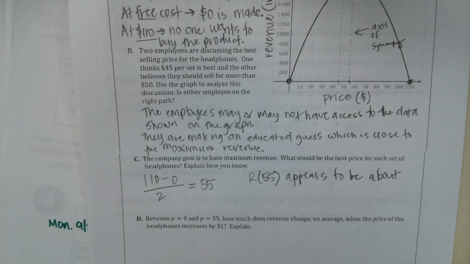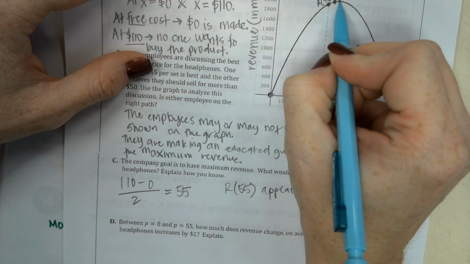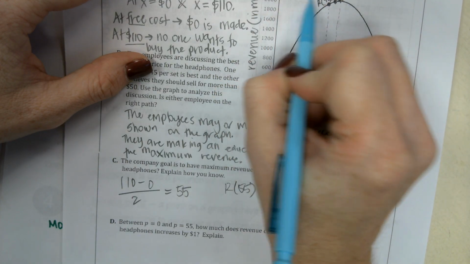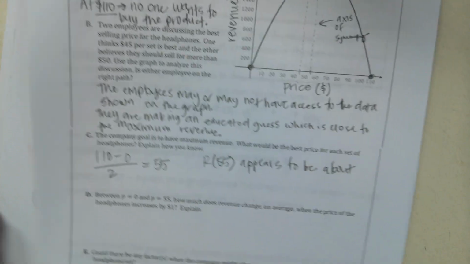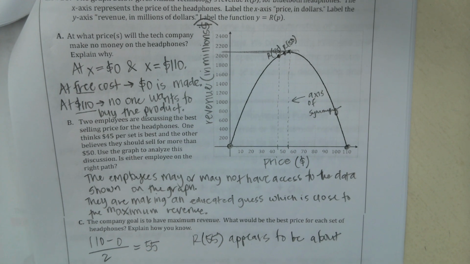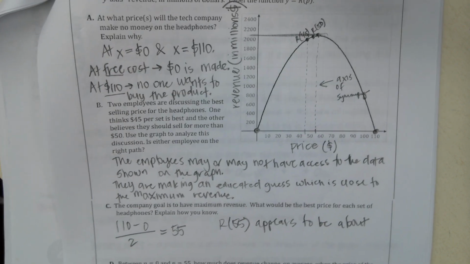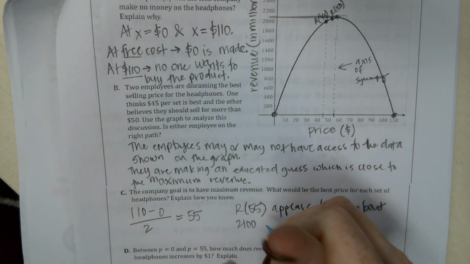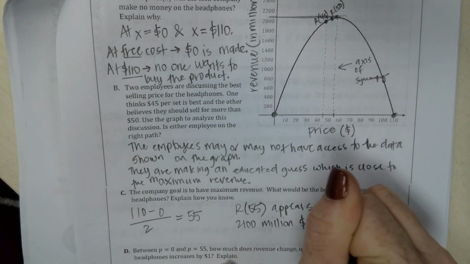Okay, and I'm going to estimate what that cost is right here. So I'm here on my graph at that maximum point. Now that's not exactly 2100, but I feel like it's close enough for what I'm saying here, okay? So I'm going to say that R of 55 appears to be about $2,100 million in revenue.